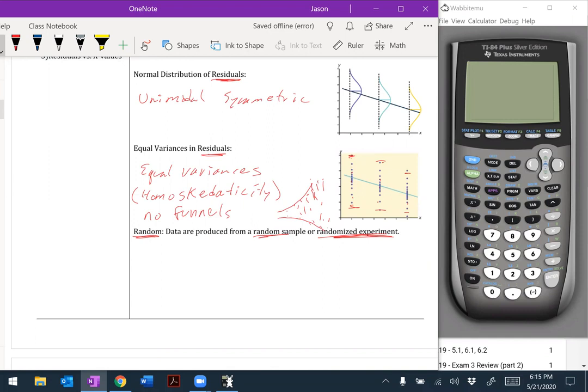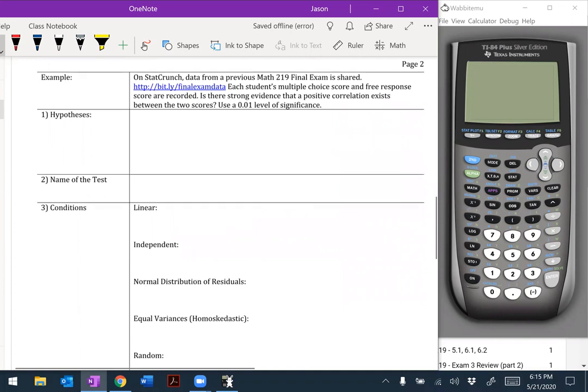Okay, so let's do an example of this. It says on StatCrunch from previous Math 219, final exam is shared. And there's the bit.ly right there, bit.ly final exam data. So I'm going to go to StatCrunch and plug this in because it's a lot of data, and I don't really want to plug this into my calculator by hand. So I'm just going to use StatCrunch. I'll show you how to do this on the calculator as well.